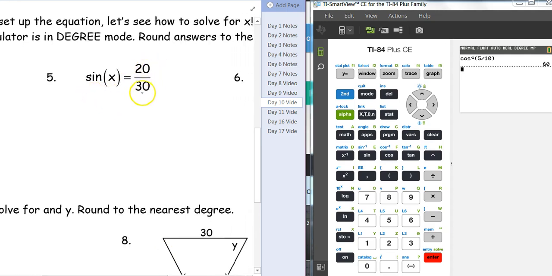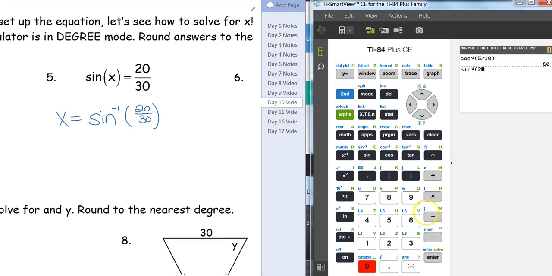It's sine of x is equal to 20 over 30. To find the angle, anytime you're solving for the angle, you're going to use inverse trig. So this is the inverse of sine is equal to 20 over 30. So I'm not going to use sine, I'm going to use inverse. So second sine of 20 divided by 30. We hit enter, and we find that x is about 41.81.